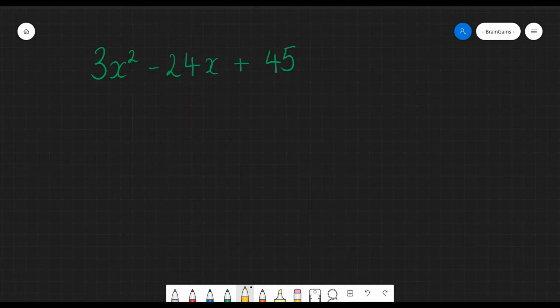So the first step is to isolate your variable terms. In this case, it's 3x squared minus 24x. We leave the constant term till the very end. So if we isolate the variable terms, I'll just put square brackets around them.